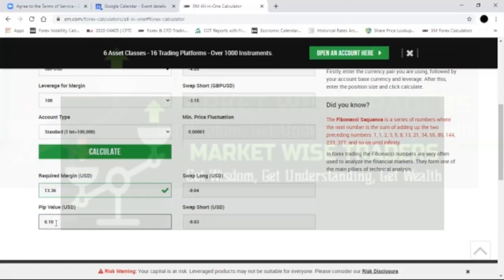And there we get what? The pip value. Can you see the pip value there? It's saying what? 10 cents, right? 10 cents. So meaning that if the trade goes against you by 1 pip, you're down 10 cents. If it's 10 pips, you're down $1. If it goes for you 10 pips, you're up $1.